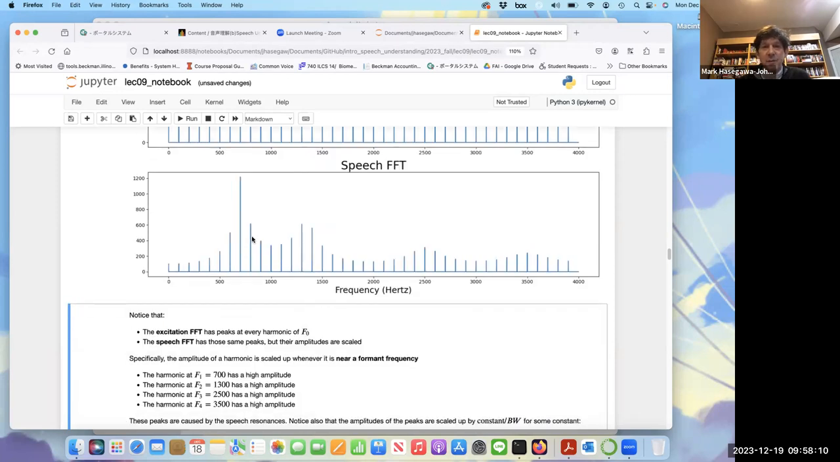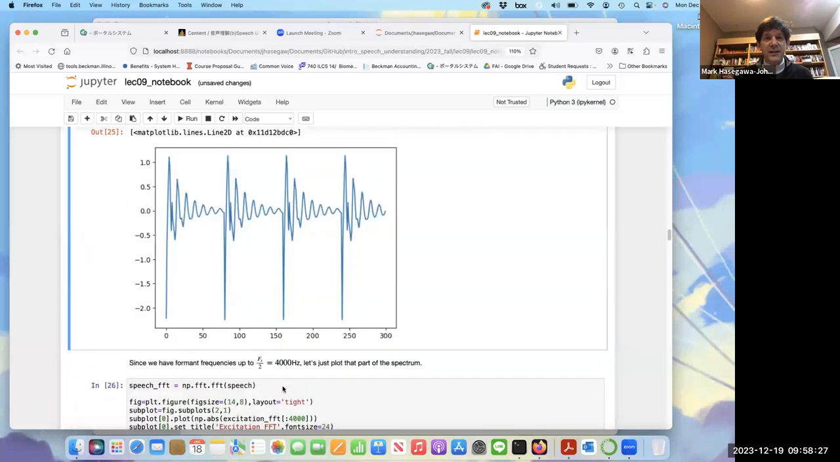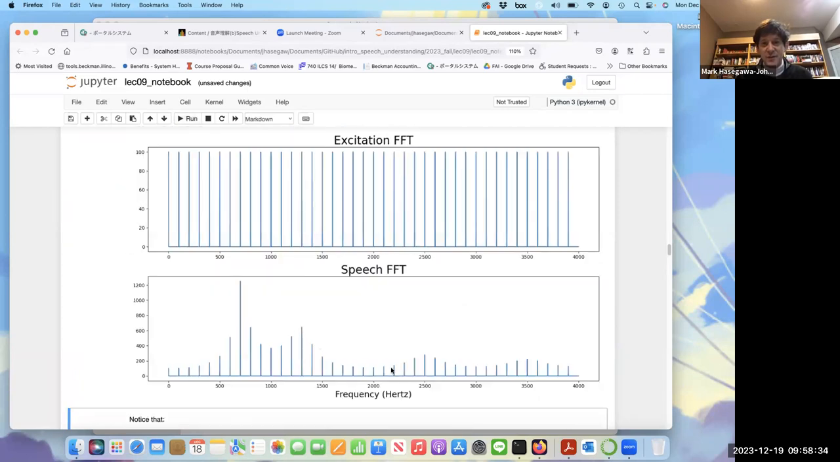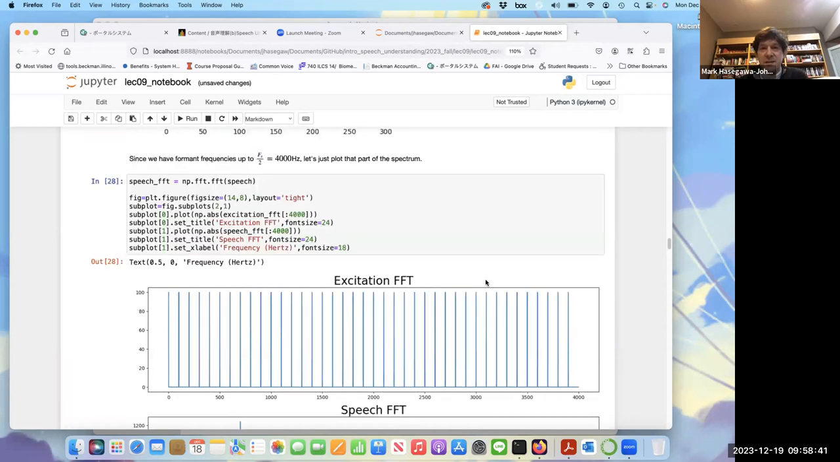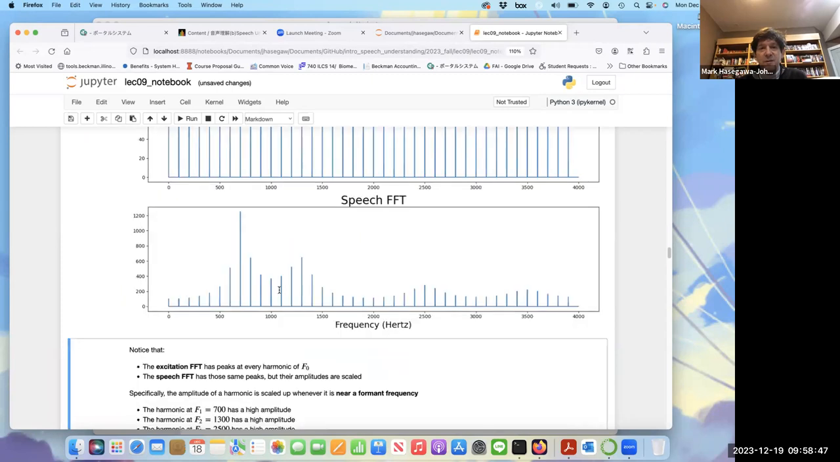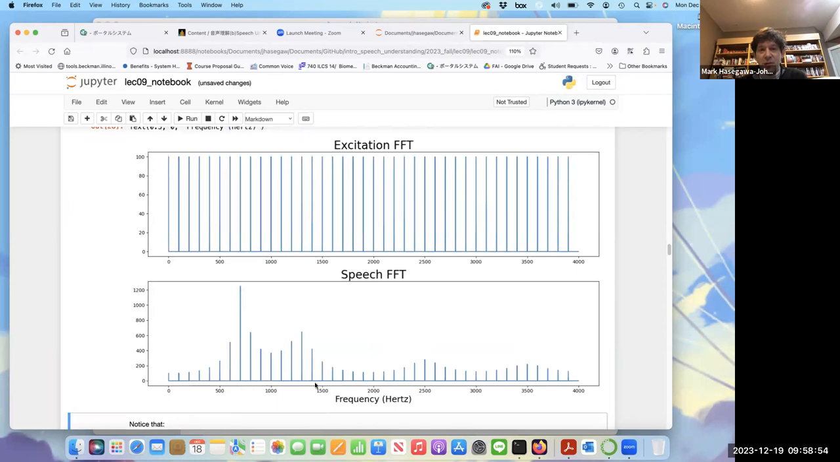In particular, the important thing is that the resonant frequencies, 700 hertz and 1350, have much higher peaks. In fact, I could make this one even higher by changing the resonance from 1350 to exactly 1300. Then I should find that exactly at 1300, I get a very high peak. So the speech FFT has a peak at 1300, another peak at 2500, and another at 3500. These resonances cause the awe-like sound, and give it the ringing that you see in the time domain. In the frequency domain, they cause peaks at those same frequencies: 700, 1300, 2500, and 3500.